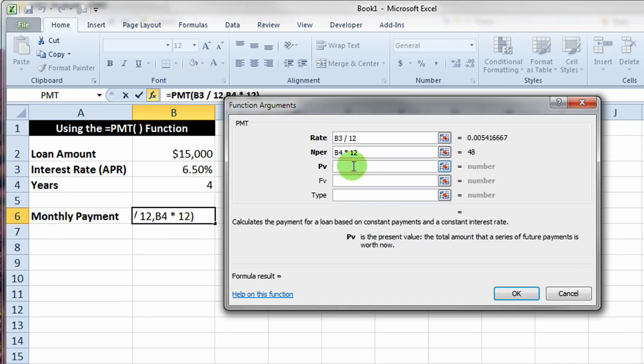And finally, the present value of the loan is the amount of loan that I'm going to borrow. Now in this case, we're just having a loan amount. There's no down payment or anything like that. So we're just going to enter the present value of that loan, which is that B2 value.